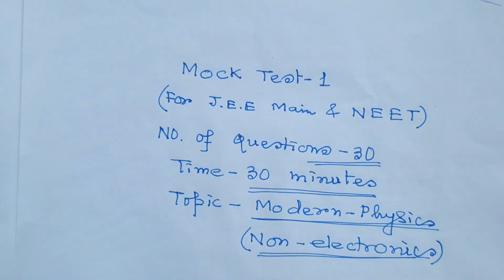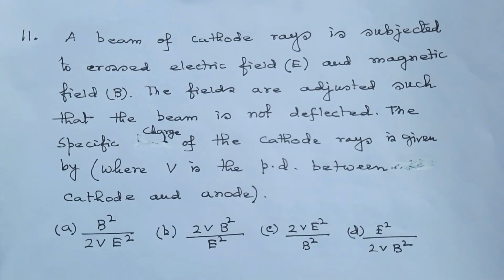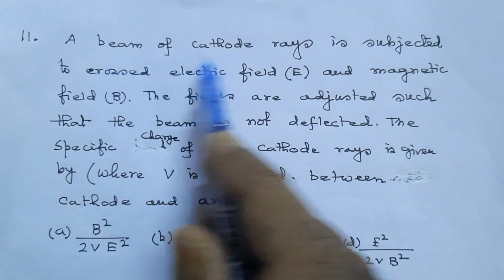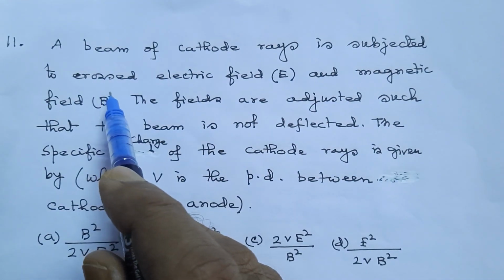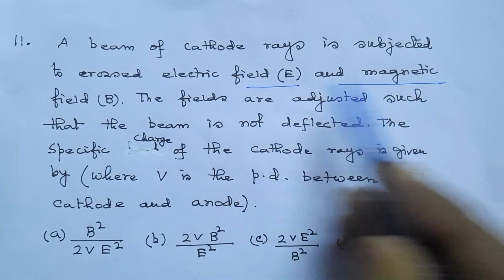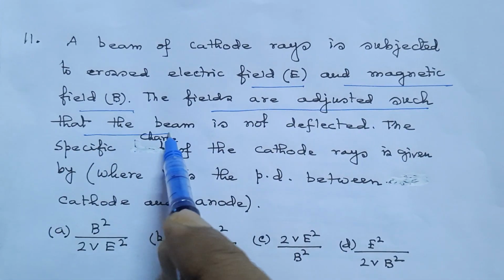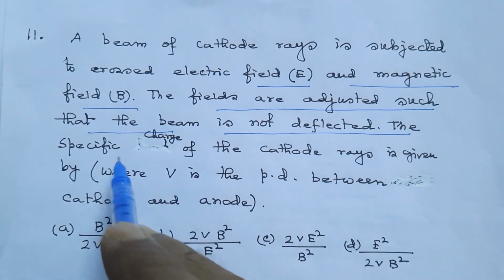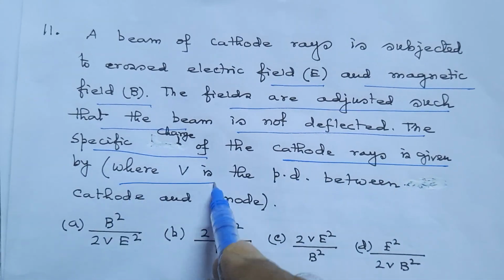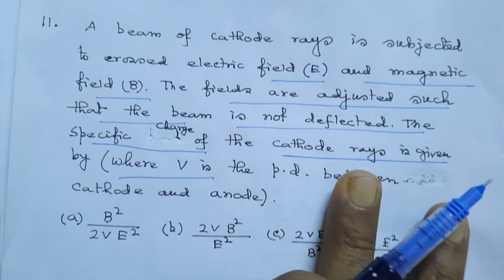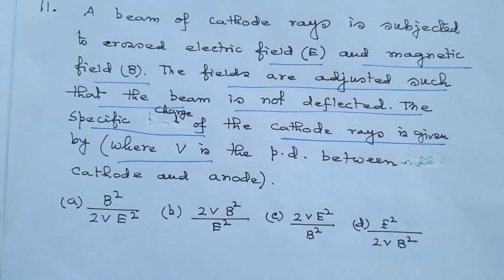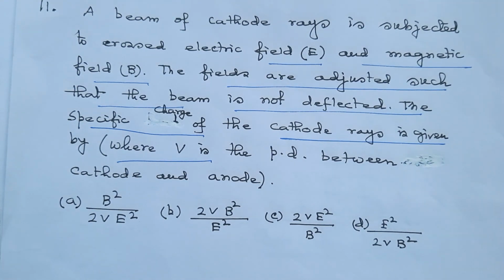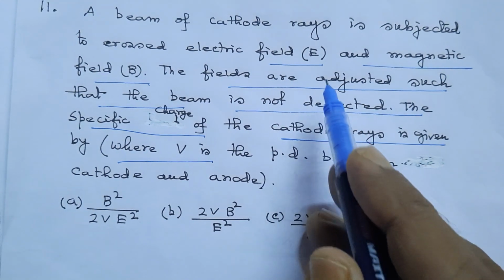Now let us switch over to the next question. A beam of cathode rays is subjected to crossed electric field and magnetic field. The fields are adjusted such that the beam is not deflected. The specific charge of the cathode rays is given by, you are to express the specific charge of the cathode rays. So what to do? There is no deflection of the stream of charged particles.